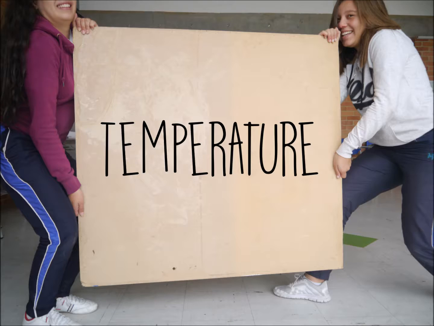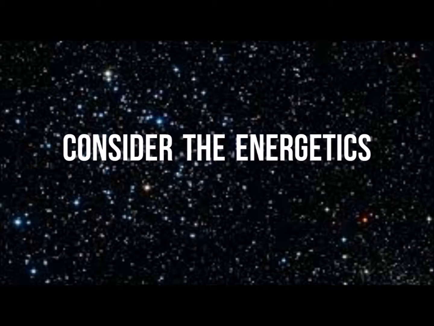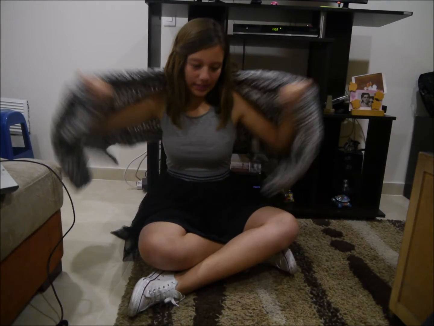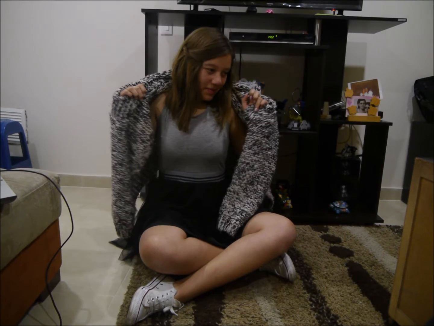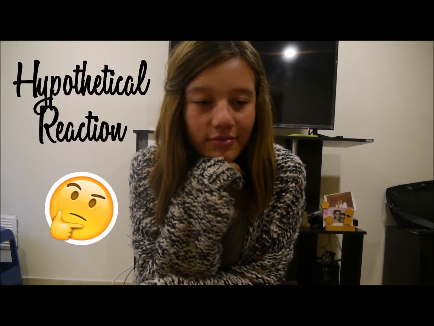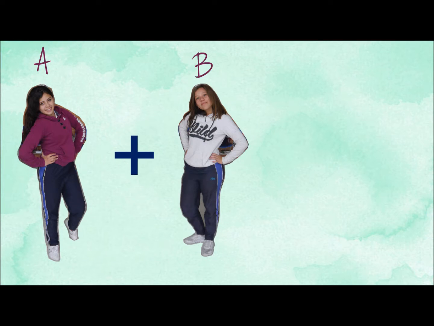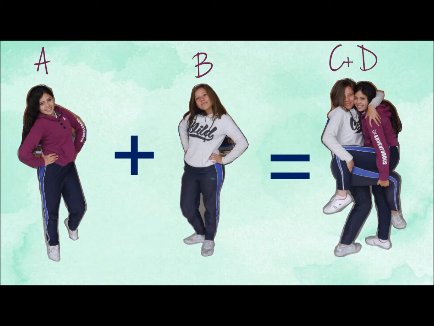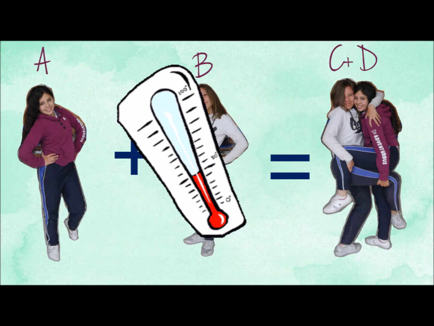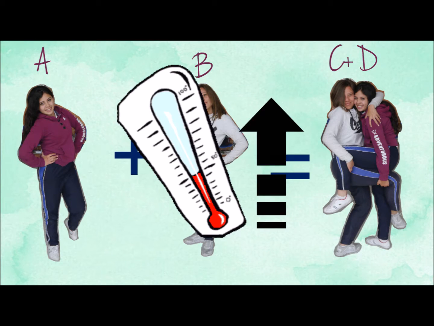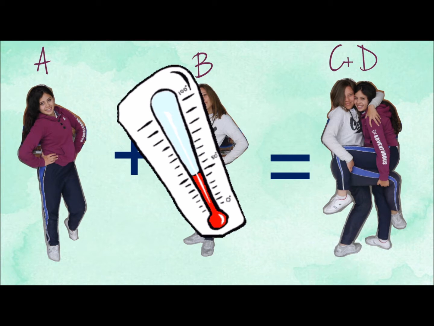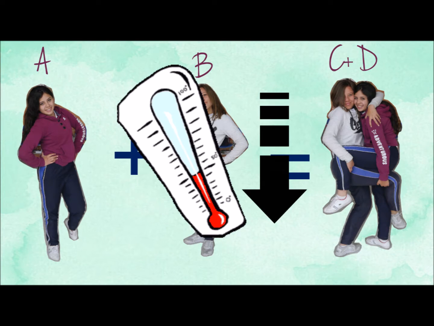In changes in temperature, you have to consider the energetics. If the forward reaction is endothermic, then the reverse reaction will be exothermic. Here we have the same hypothetical reaction where A plus B reacts to form C plus D, but here we have a change of temperature. In the forward reaction, the heat is released, and in the reverse reaction, the heat is absorbed.